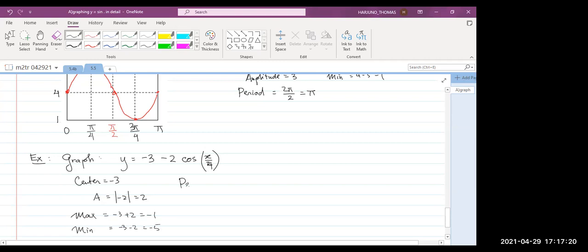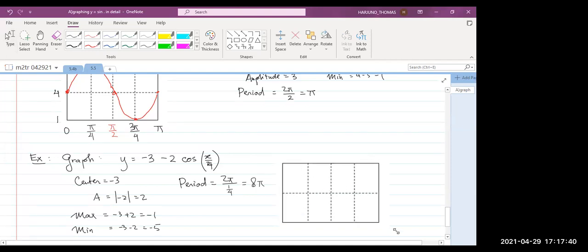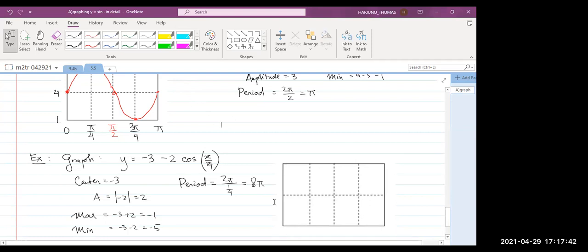The period, however, is 2 pi divided by 1/4, the coefficient of the angle. That equals 8 pi. So the sketch of the graph now: the center is -3, the maximum is -1, the minimum is -5. From here you see that the range does not include 0, which means this graph has no x-intercept.